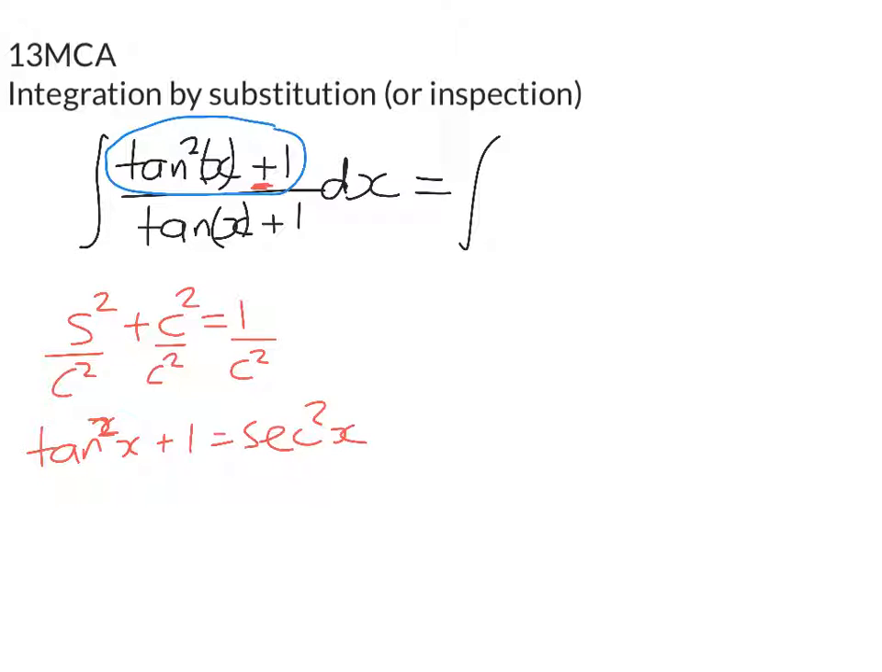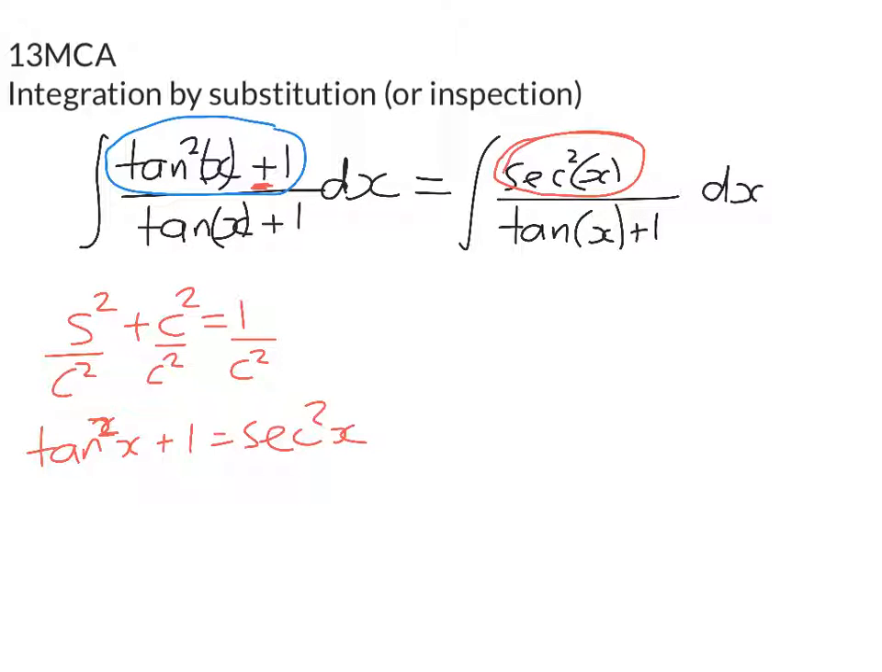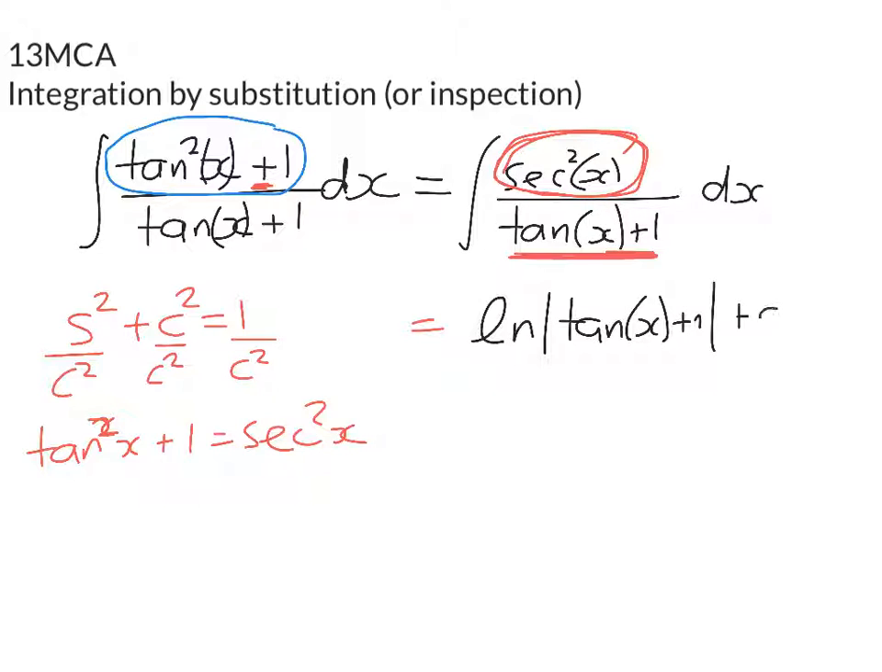So we rewrite that as sec squared of x over tan x plus 1 dx. So now we're in the situation where we've got the derivative of tan x plus 1 in the numerator. So this is one where I just would not do substitution. So my integral is going to be the natural log of tan x plus 1 plus c.